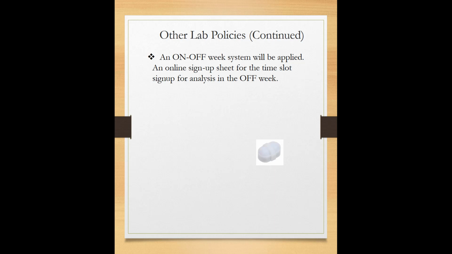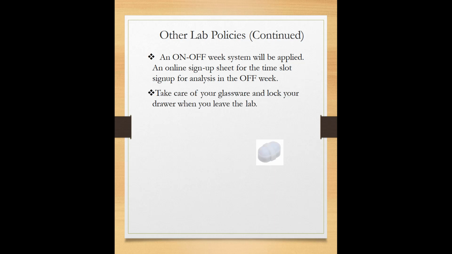The good thing is that each experiment in the off week doesn't take too much time. For the melting point and boiling point, 20 minutes should be enough. I will post an online write-up sheet for all the analysis. Later I will show you one example. Make sure you sign up for your time slot for the off week lab.